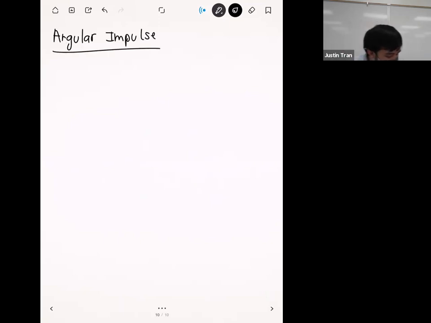All right, so let's talk about angular impulse. Remember when we were talking about linear momentum, the way that you change the momentum of an object is to apply an impulse, right? You apply a force over a certain amount of time. For angular momentum, we have the same quantity.